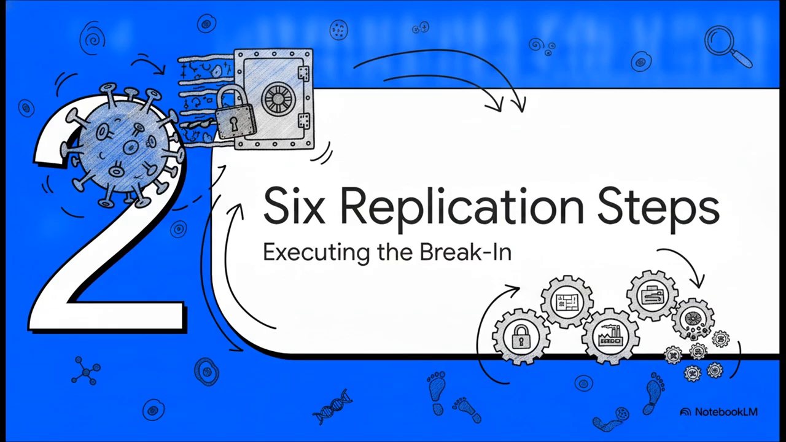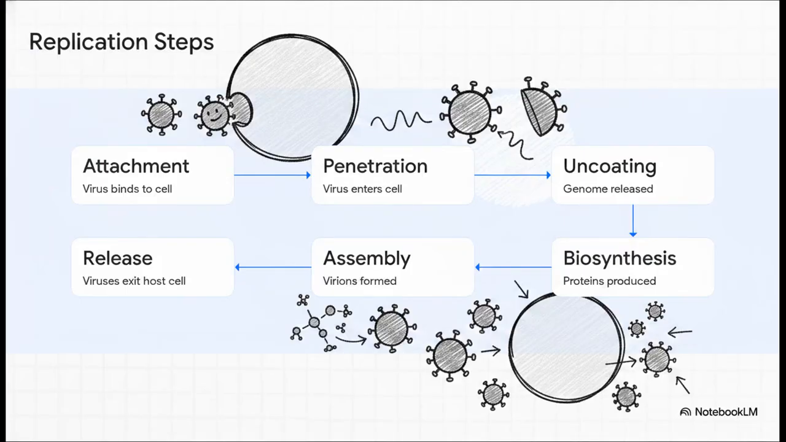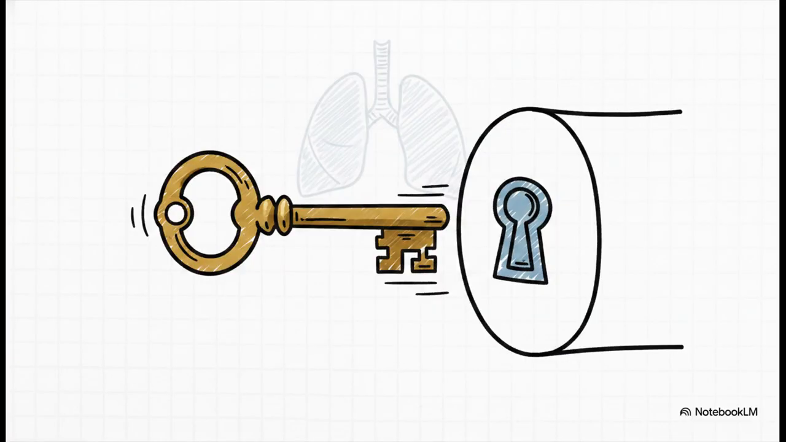Moving on to Section 2, the 6 steps of replication. Let's see exactly how this break-in goes down. Okay, so these are the 6 sequential steps every single virus must navigate to turn a healthy host cell into a virus-producing factory. Think of it like a master blueprint for a heist. From the initial knock on the door to the final getaway, a virus has to execute each of these stages absolutely perfectly.